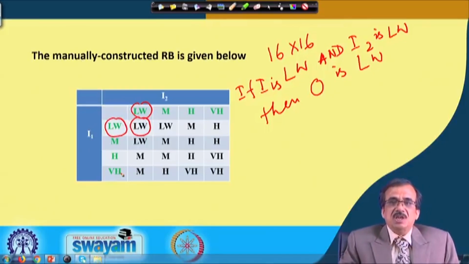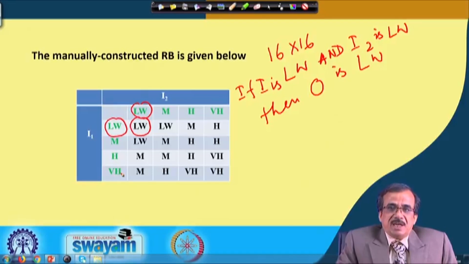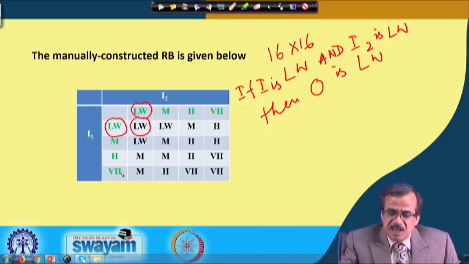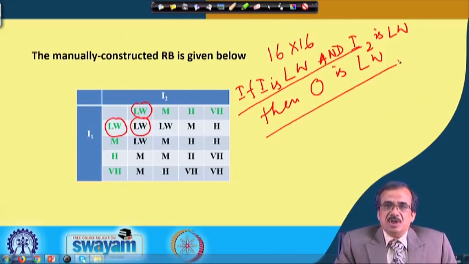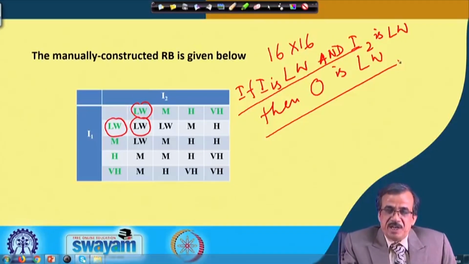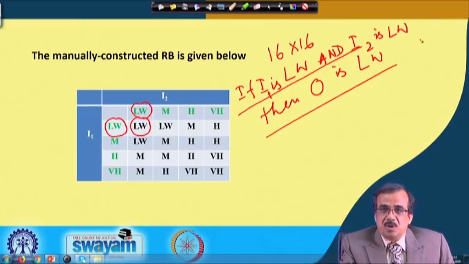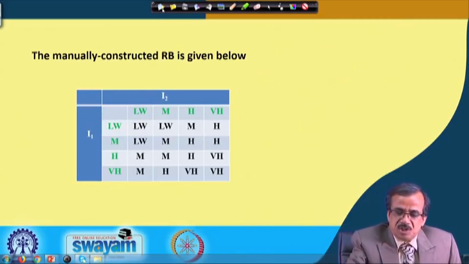Now, this shows actually all the 16 rules, manually constructed. Now, the designer will design this particular rule base based on his or her experience on that particular problem. As I told, a particular rule is nothing but the relationship between the inputs and output. Let me read once again the first rule, which is as follows. If I 1 is low and I 2 is low, then output O is low, and similarly we have got 16 such rules.